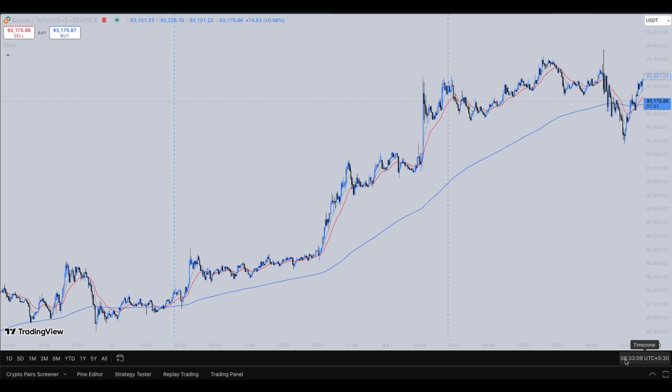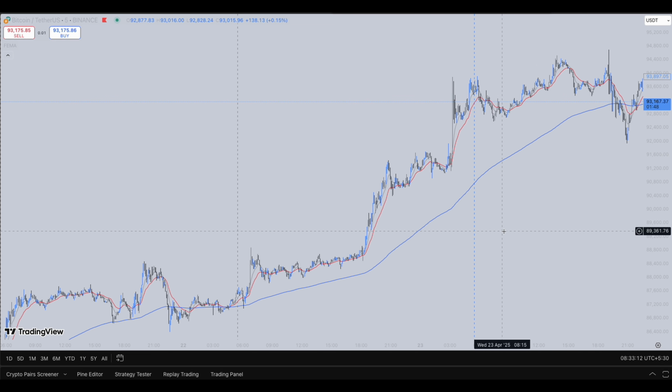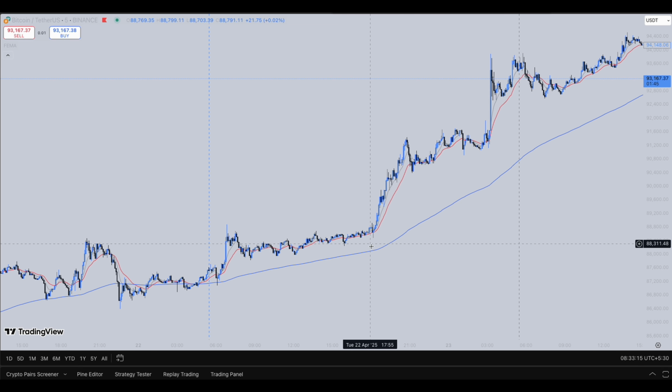And see, time is around 8:30. Let's look into the 22nd and 23rd Bitcoin trade analysis.